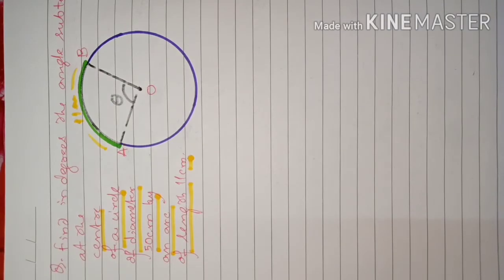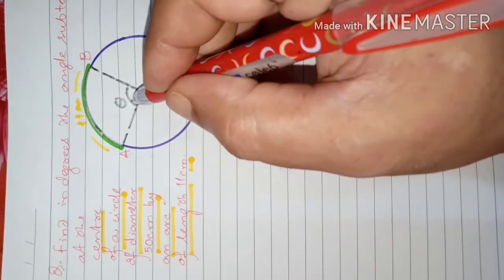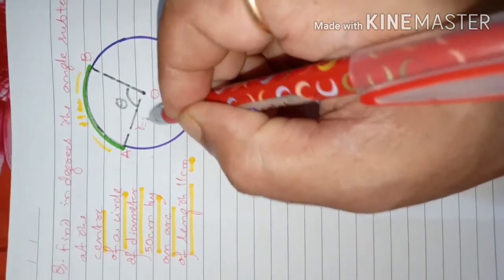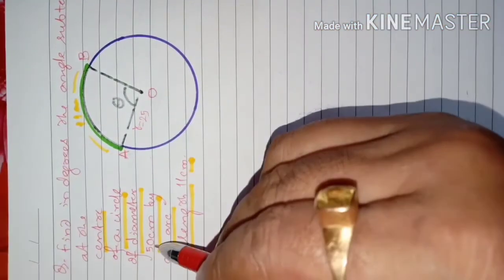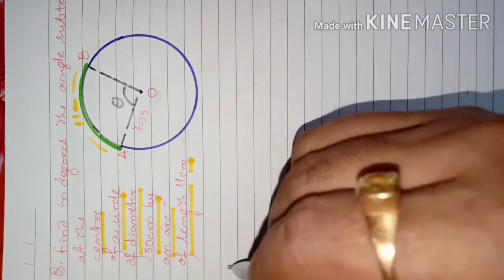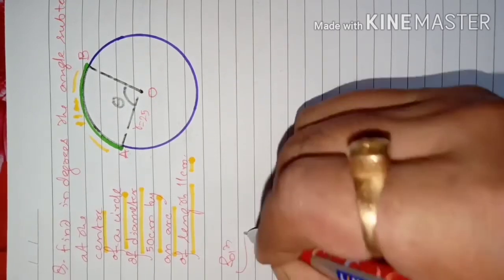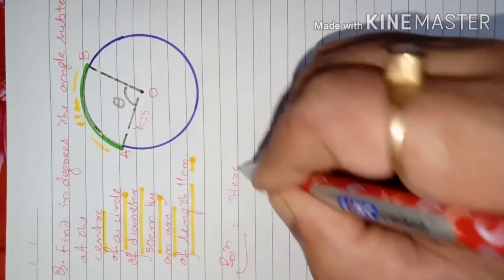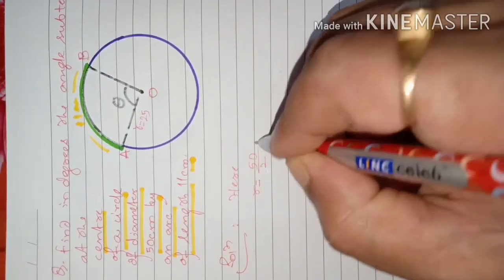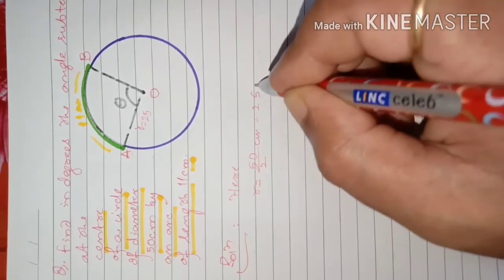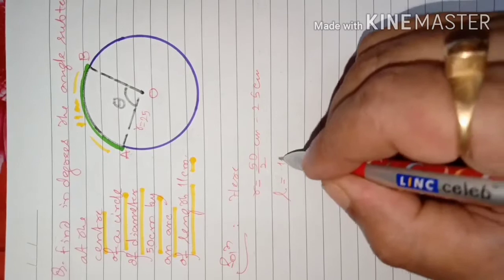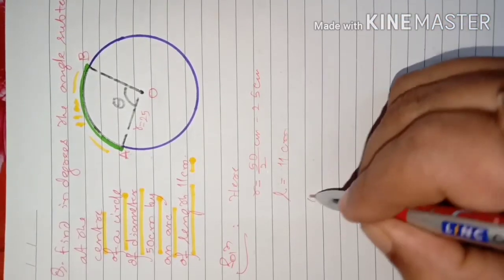We have learnt one relationship between this theta, the length of the arc and the radius. The radius here is 25 because the diameter is 50. So in our answer you can say r equals 50 by 2 centimeters, that is equal to 25 centimeters. L is the length of the arc, that is 11 centimeters. Theta is not known.